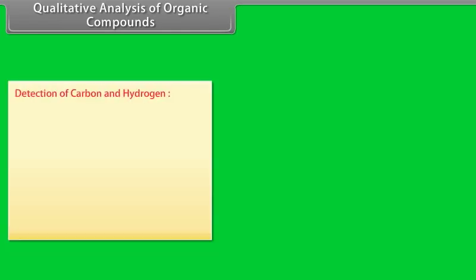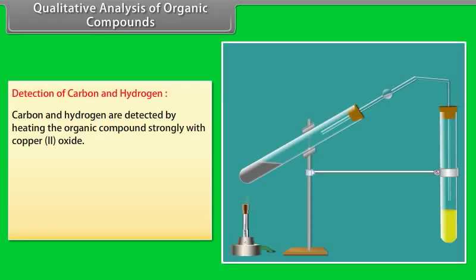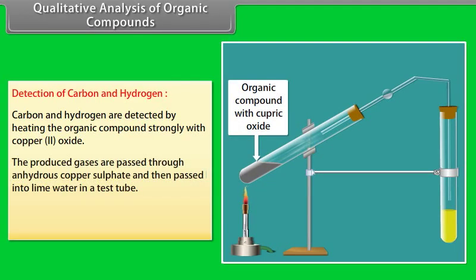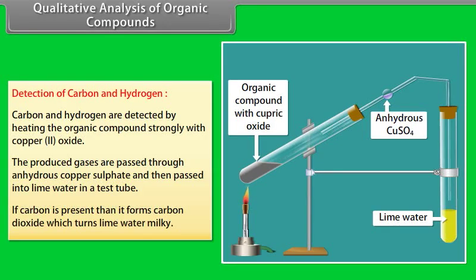Qualitative analysis of organic compounds. Detection of carbon and hydrogen. Carbon and hydrogen are detected by heating the organic compound strongly with copper(II) oxide. The produced gases are passed through anhydrous copper sulfate and then passed into lime water in a test tube. If carbon is present, then it forms carbon dioxide, which turns the lime water milky.